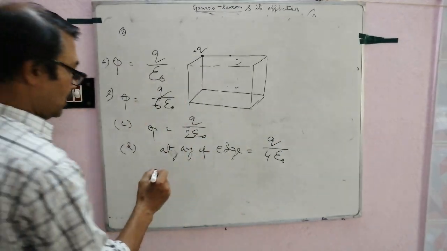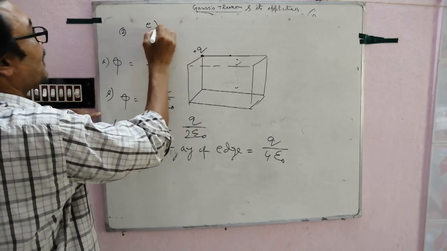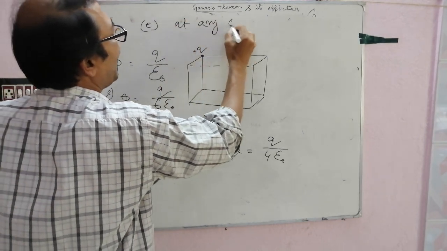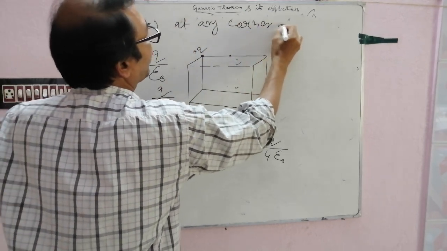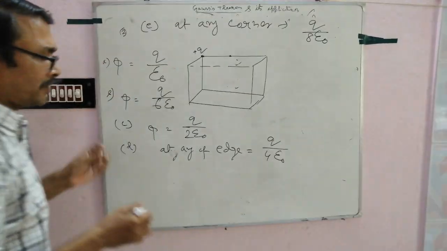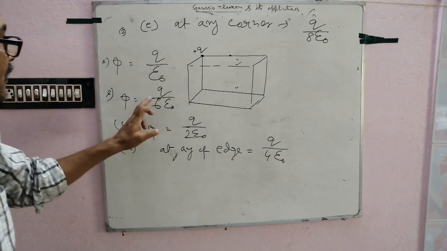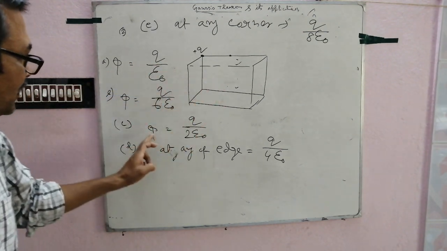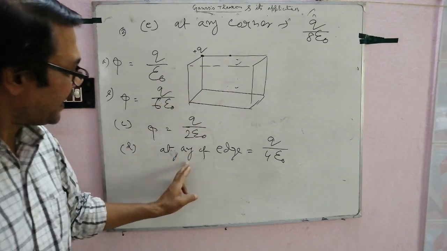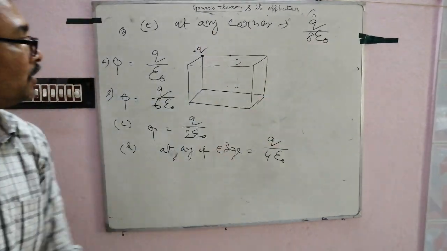So in case E, at any corner, the flux is Q by 8 epsilon naught. Clear? This case at the center, this case through one of the faces, this case at the middle of any surface, this case at any point of the edge, this case at any corner.